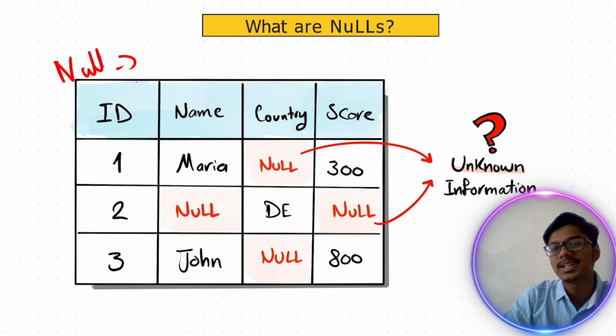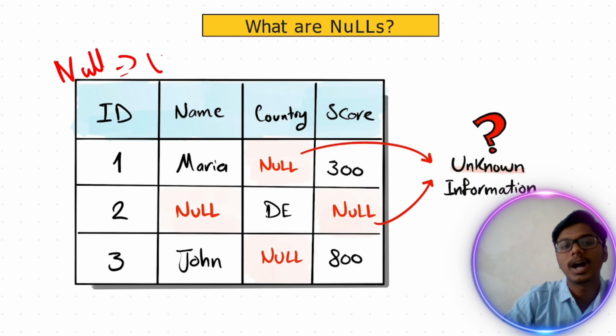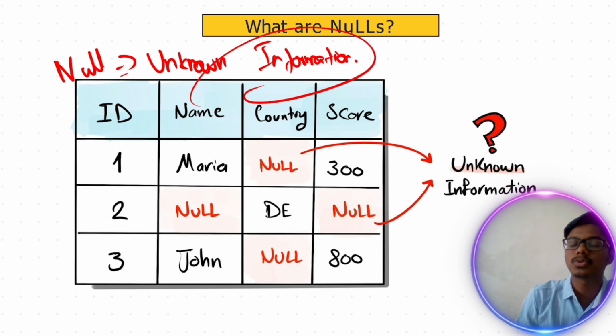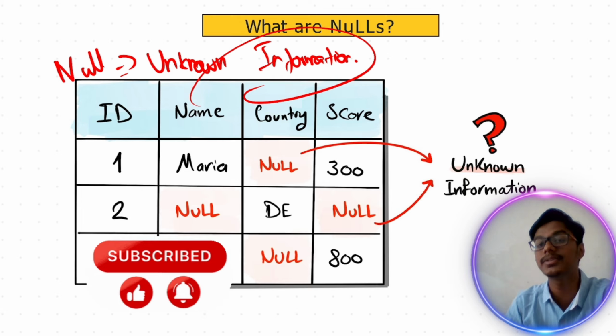If you know the answer, let me know in the comments below. I'm going to explain about nulls. Null is called unknown information. Right. So if the interviewer asks what nulls mean, you can tell them that null is called unknown information.